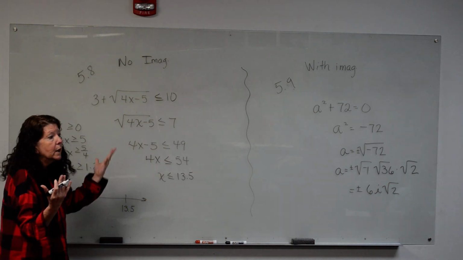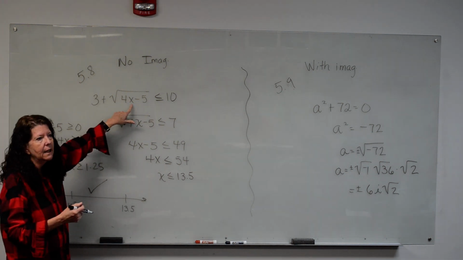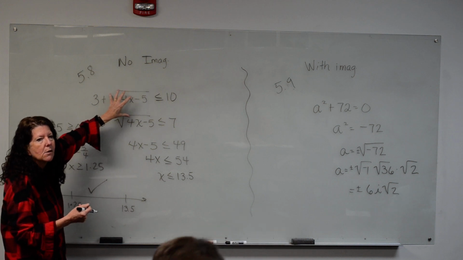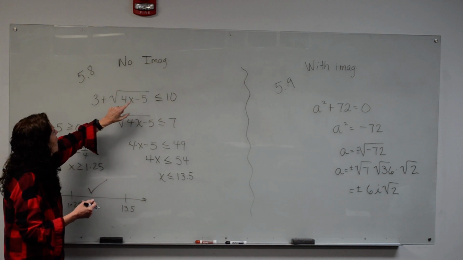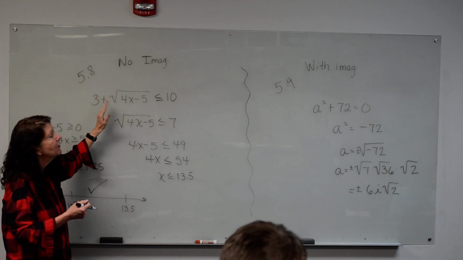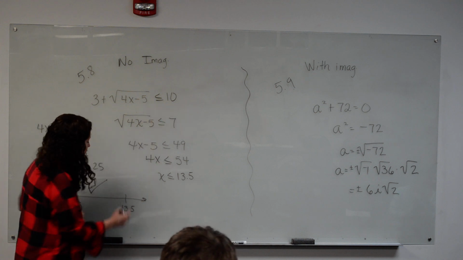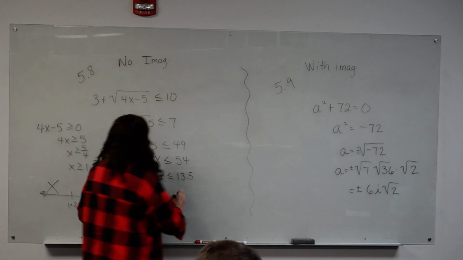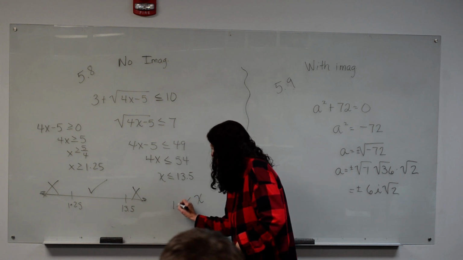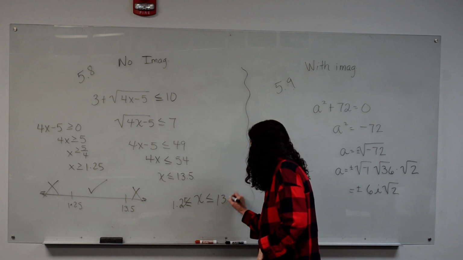Okay, something bigger than 13.5. Let's pick 20, okay? So I have 20 times 4, which is 80. 80 minus 5, which is 75. Somebody take the square root of 75. 8.66. Okay, 8.66 plus 3 is going to give me 11.6. Is that less than 10? 11.6 is not less than 10. Therefore I know my answer is greater than or equal to 1.25, less than or equal to 13.5.